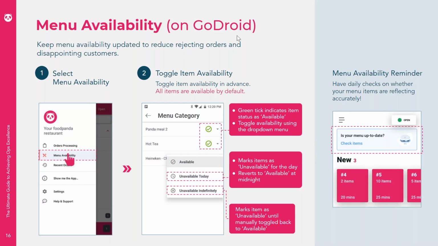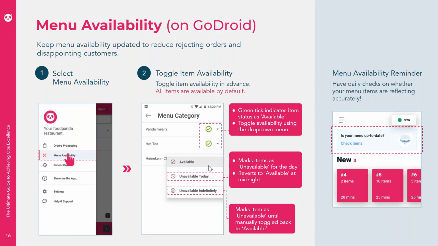So let me explain over here how you can actually set your item availability on the GoDrive device. Simply head to the three bars at the top, three lines at the top corner. Click on the menu availability. Then select the items and click on the small arrow over here if you wish to make the items unavailable due to being out of stock.